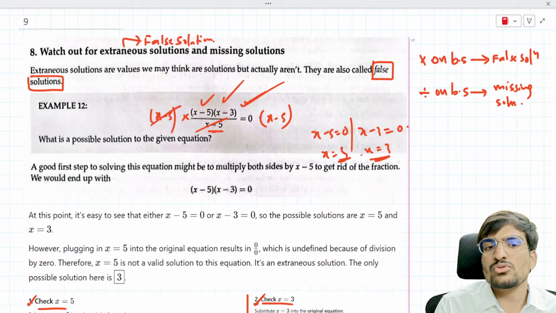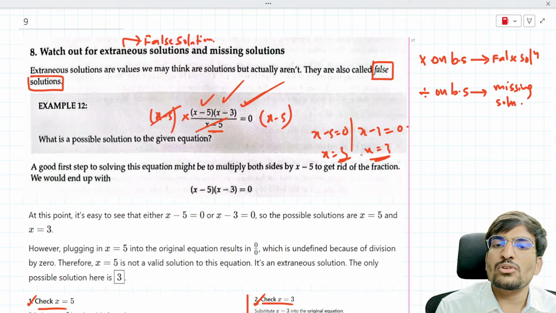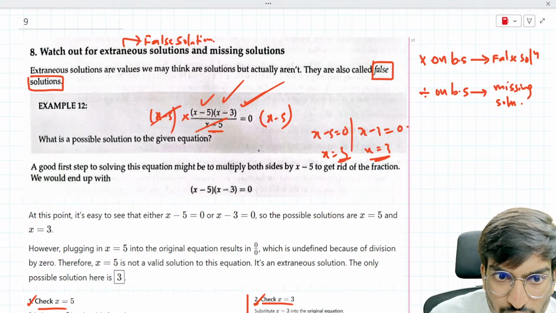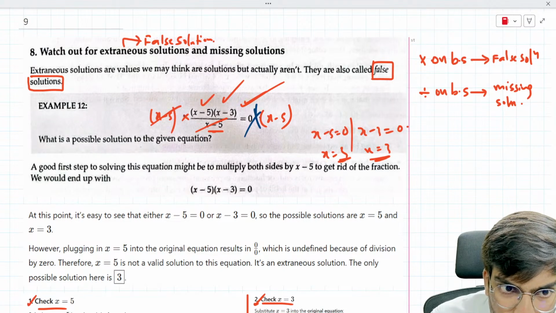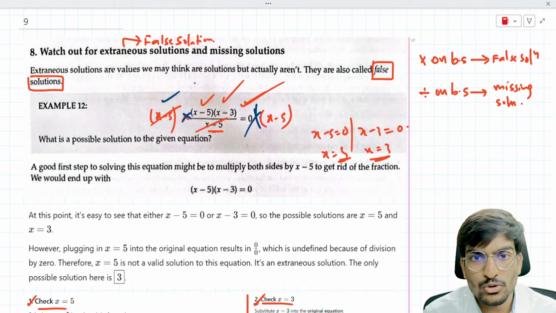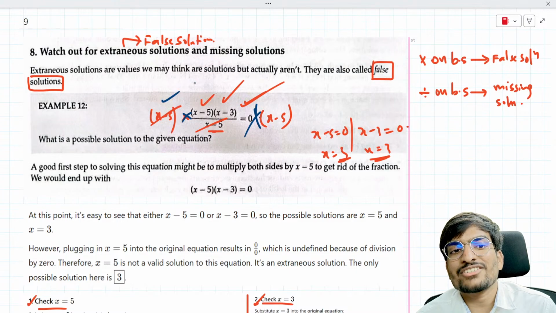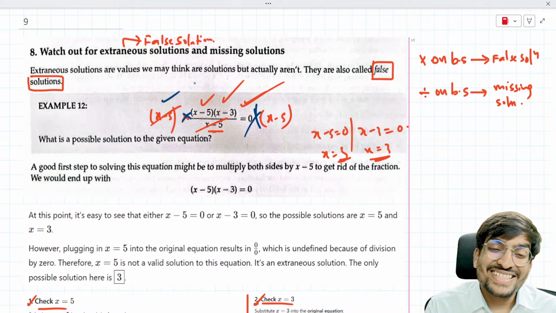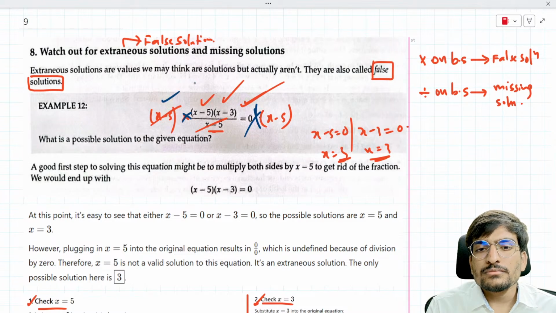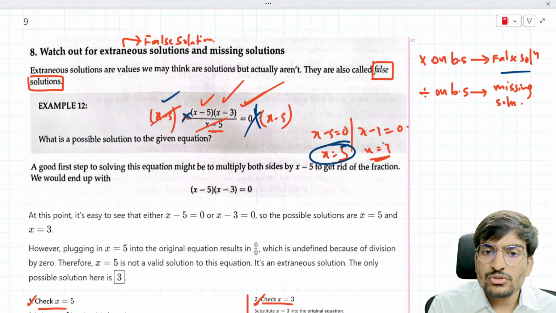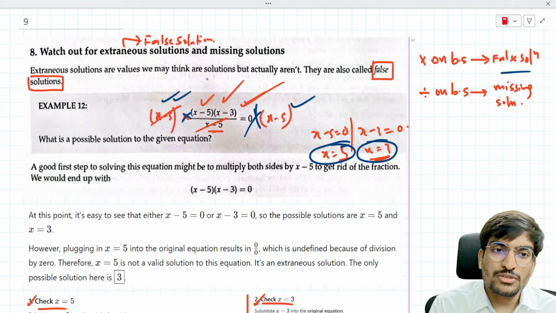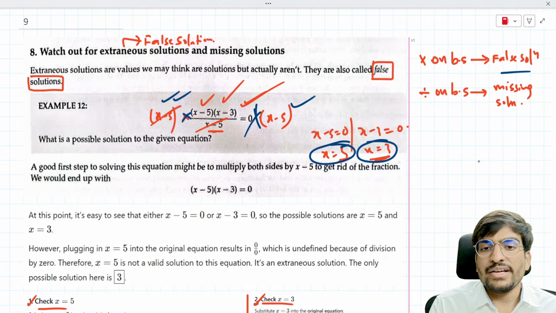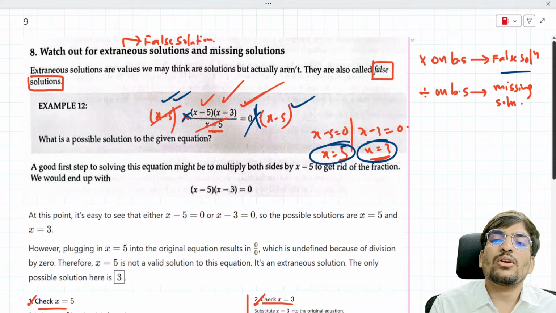So you got two solutions here, but one of them is not going to be true. Whenever you multiply on both sides for a fractional equation, as you did here, you can get a false solution. You got two values, x equals 5 and x equals 3, when you multiply x minus 5 on both sides. But how do we know that one among them is false?